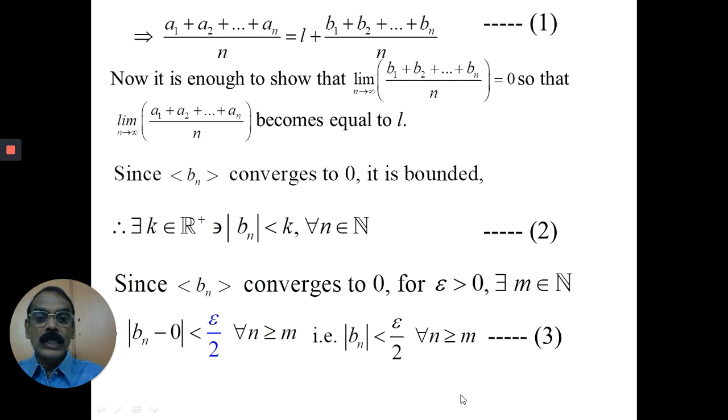Students, here I would like to insist on a point in inequality 2. Modulus of bn is less than k for all n. It is true right from the first term: b1, b2, b3, b4, and so on. When you come to inequality 3, this inequality holds good for n greater than or equal to m. That is from the mth term, the m plus 1th term, m plus 2, and so on. That is, this inequality is true for bm, bm plus 1, bm plus 2, and so on.